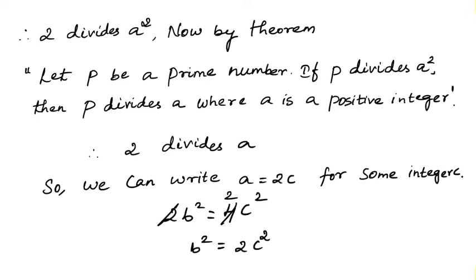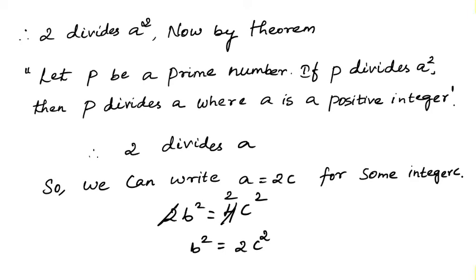Now again you can see that 2 divides b square, which means 2 divides b using the previous theorem. So therefore a and b have at least 2 as a common factor. Which is contradicting our statement that a and b have no common factors other than 1, because a and b are nothing but co-prime.